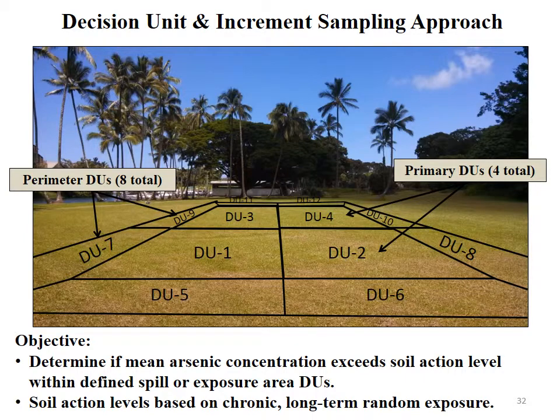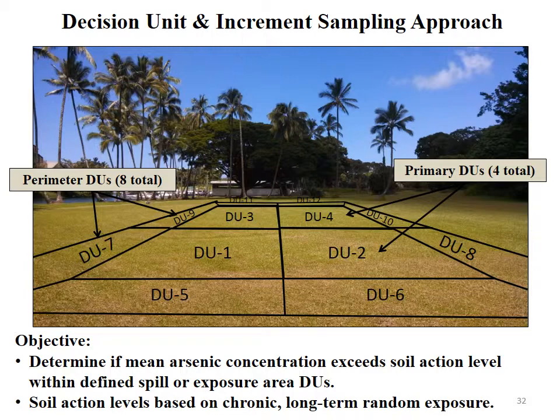So let's go back to the example we started with here, and instead of discrete samples, now we're going to use a decision unit incremental sampling approach to investigate this area. Let's assume that the center part of this area we have good reason to suspect is heavily contaminated with arsenic. We're fairly confident we can draw a clean line around it. So within the heavily contaminated area, we designate spill area decision units. And typically in the field, spill area decision units range in area from a few hundred square feet to a few thousand square feet. And around these spill area decision units, we designate perimeter decision units in areas that we anticipate are going to be clean.